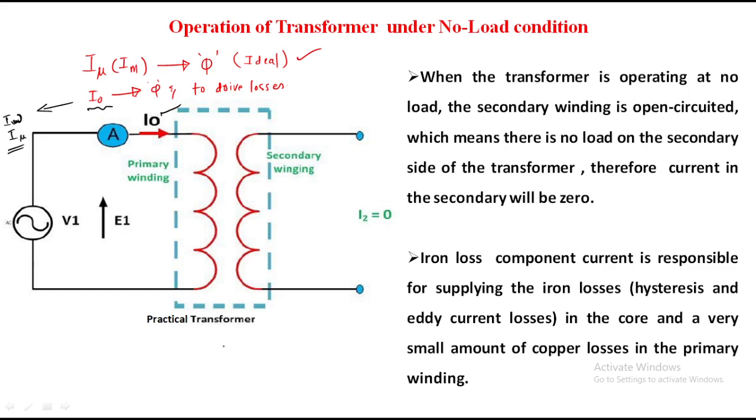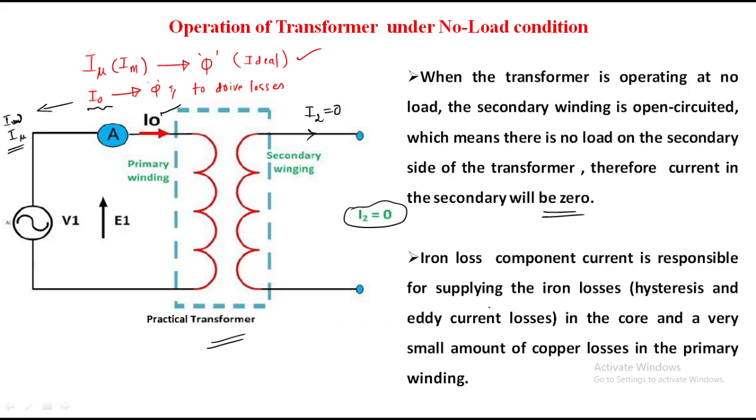So here this is the practical transformer representation. I2 is equal to 0. Why is I2 equal to 0? When the transformer is operating under no load, the secondary is open circuited, which means there is no load on the secondary, therefore the current in the secondary is 0, right? Because there is no load, that's why I2 should be equal to 0.